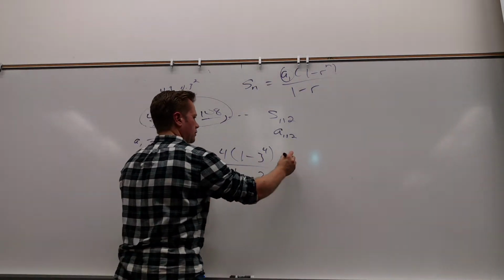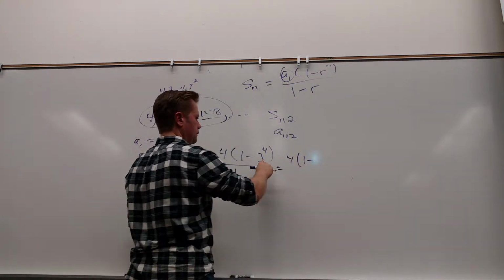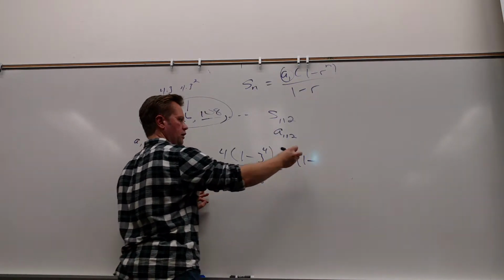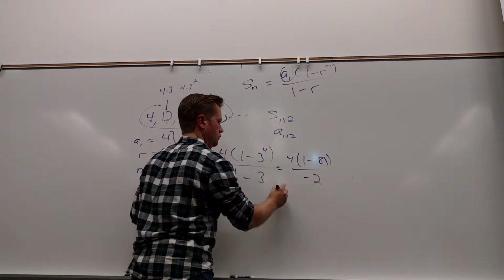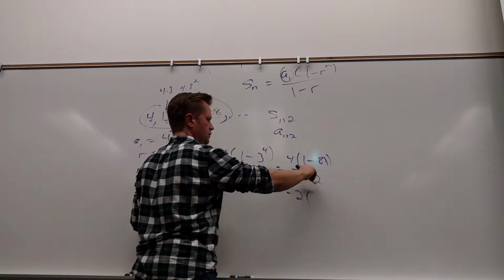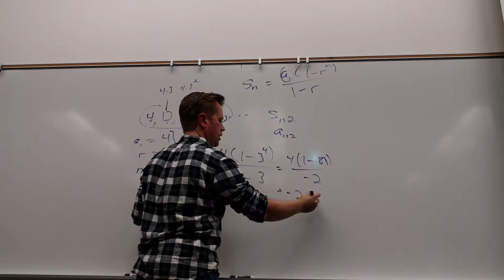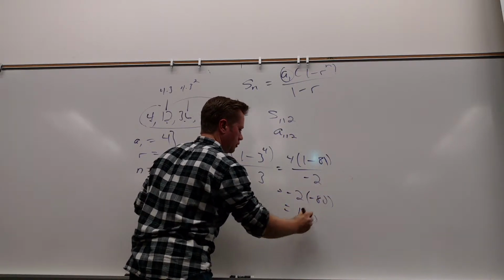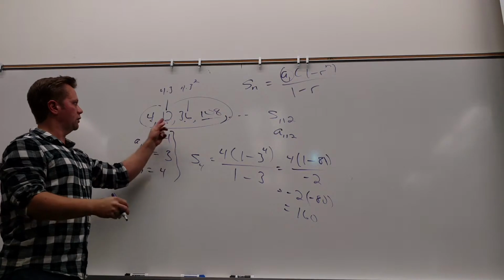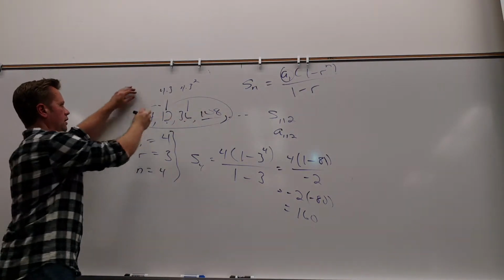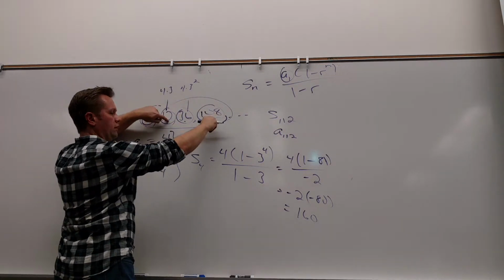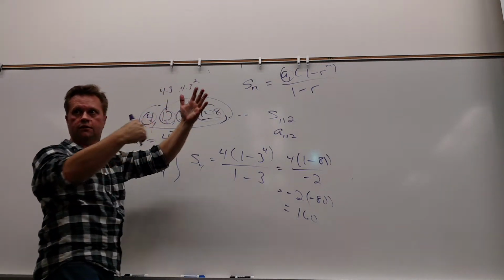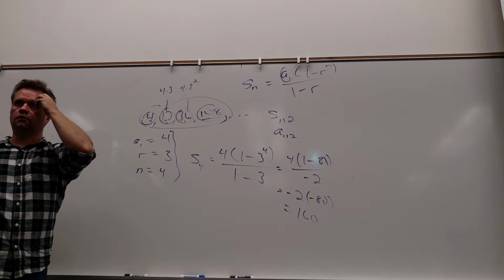So what do you guys get here? This will be 4 times 1 minus 81 over negative 2. So I get negative 2 times negative 80. So I get 160. Is that cool? And what do you get when you add these up? I get 40, 120, 160. When I add them up.